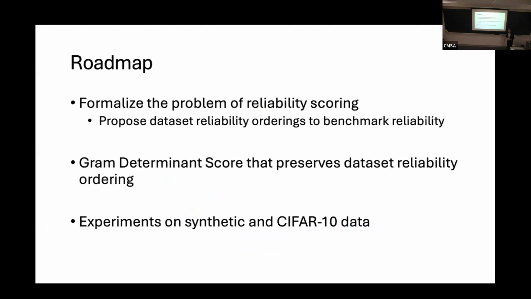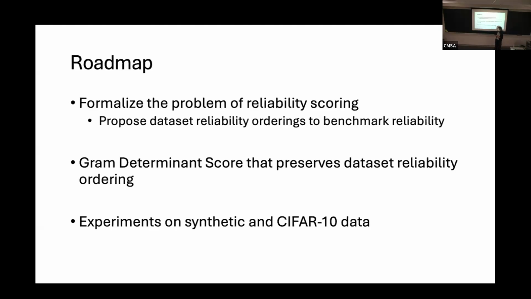So what I'm going to do today is formalize the problem of reliability scoring. This may not be a unique formalization, but this is how we currently think about the problem. As part of that, I have been very vague about X hat being close to X. So we need some way of expressing how far away a reported data set is from the underlying true data set. So we will say there are some reliability orderings for the data sets that we can consider. We take those as examples. And then we introduce our reliability score, which is called the Gram Determinant Score. It computes the Gram determinant of a matrix, which is why it is called the Gram Determinant Score.